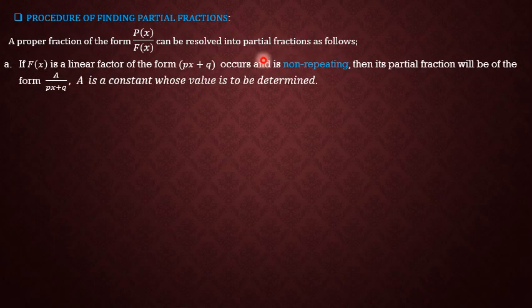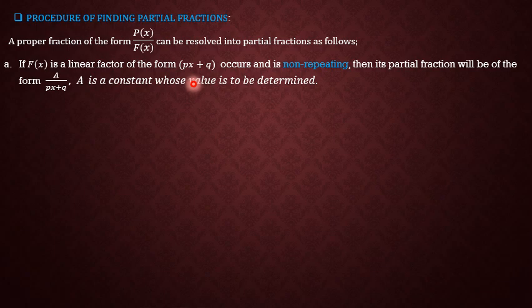We have point A: if f of x has a linear factor of the form px plus q, and it is non-repeating, then its partial fraction will be of the form A divided by px plus q, where A is a constant whose value is to be determined.